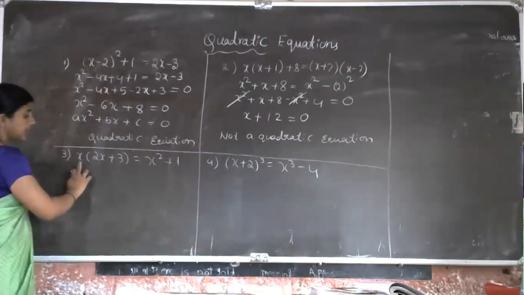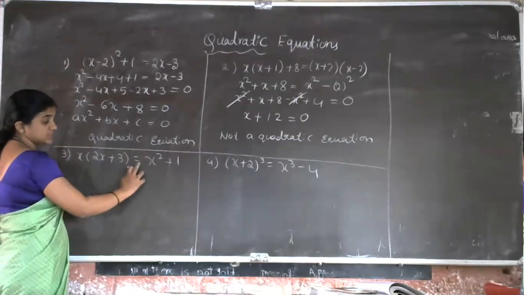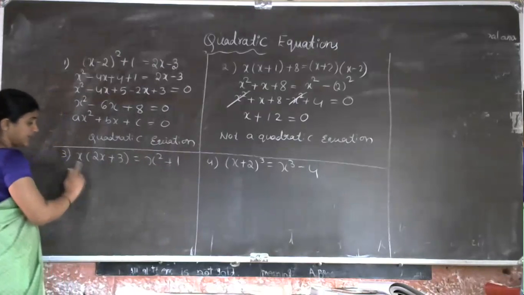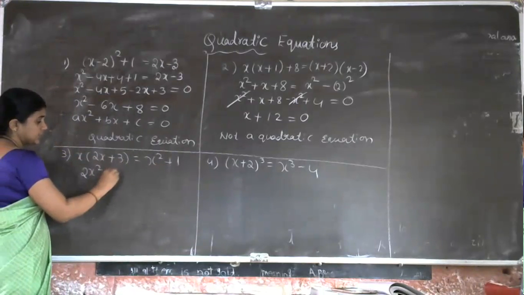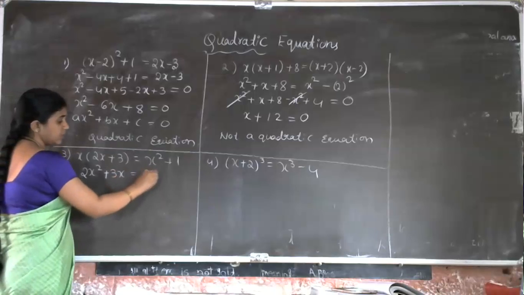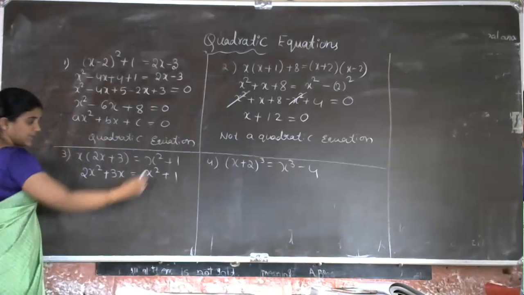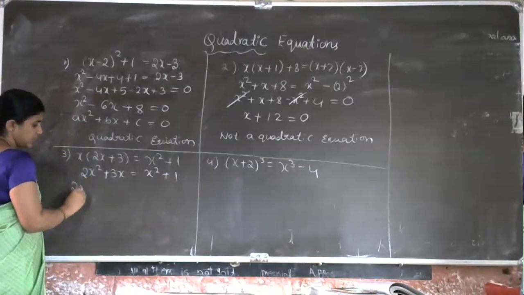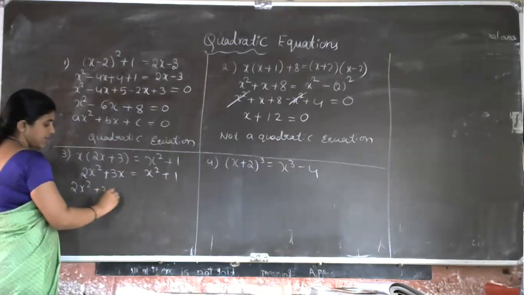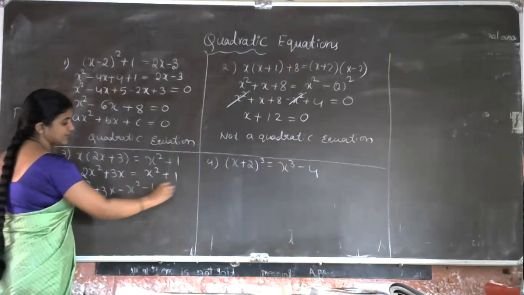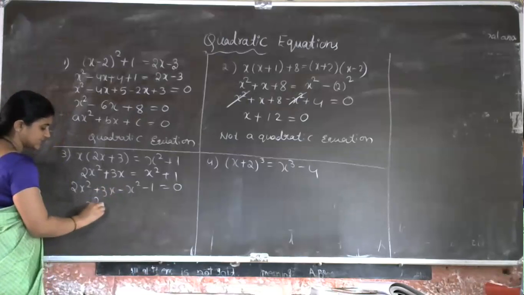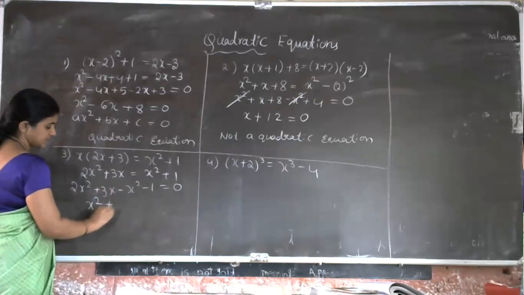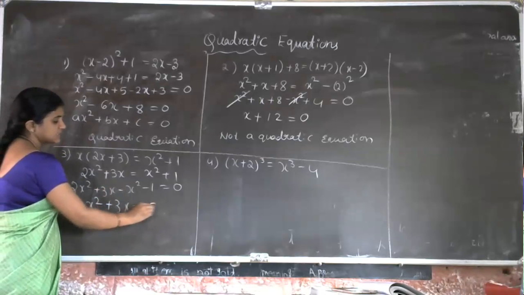Third problem: x into (2x plus 3) is equal to x square plus 1. Now x into 2x is 2x square, plus x into 3 is 3x, which is equal to x square plus 1. Now take this to this side: 2x square plus 3x minus x square minus 1 is equal to 0. Then 2x square minus x square is x square, plus 3x minus 1 is equal to 0.